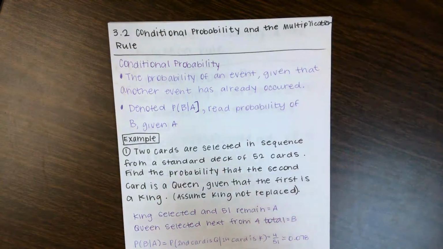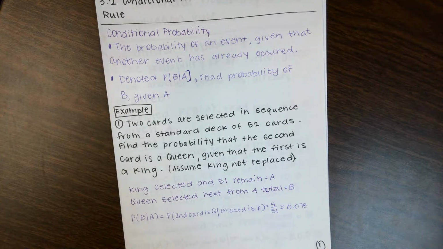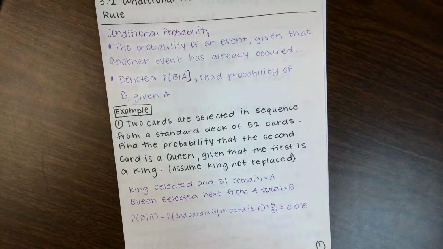We did an example of two cards being selected in sequence from a standard deck of cards. It wanted us to find the probability that the second card was a queen, given that the first card we picked was a king. It's really good if it tells you whether the card is replaced or isn't replaced, because that helps you differentiate the type of probability it is and the numbers you're working with.